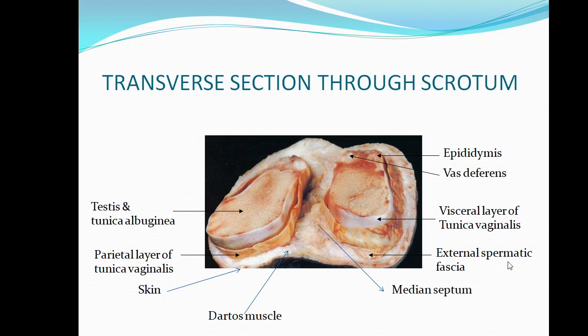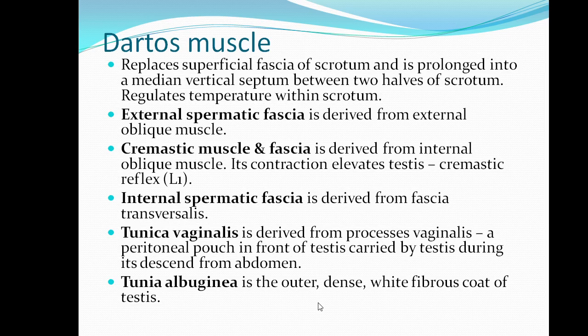Here, deep to the dartos muscle, you can see the external spermatic fascia. This dartos muscle replaces the superficial fascia of the scrotum and is prolonged into the median vertical septum between the two halves of the scrotum. It regulates the temperature within the scrotum.